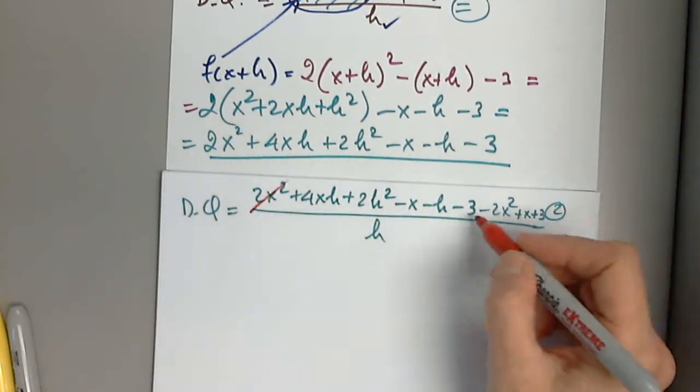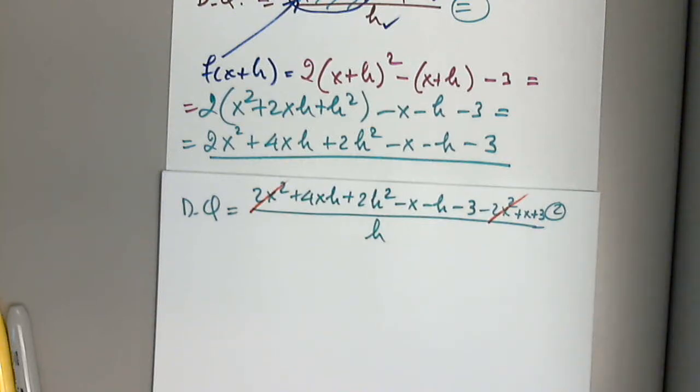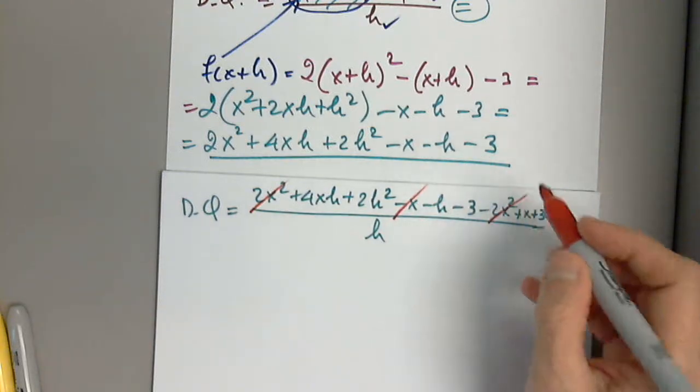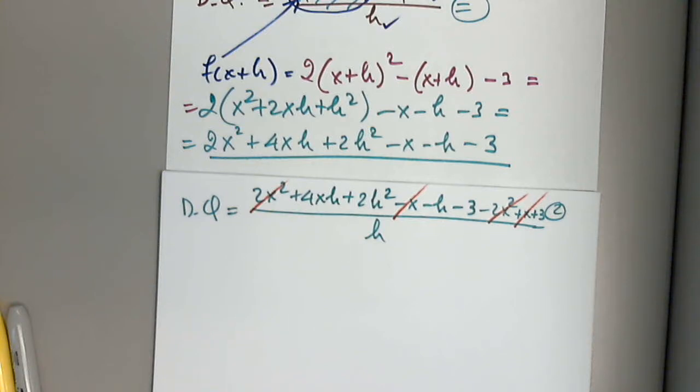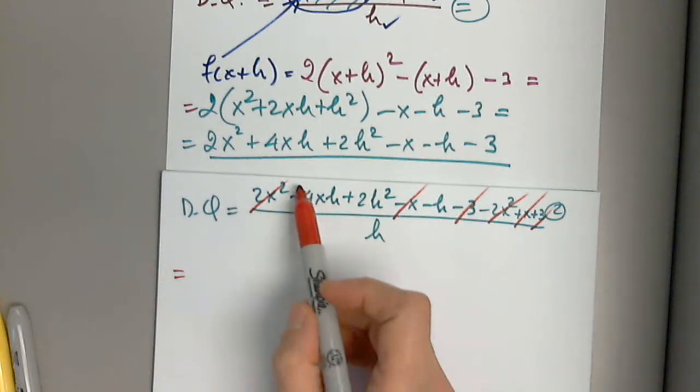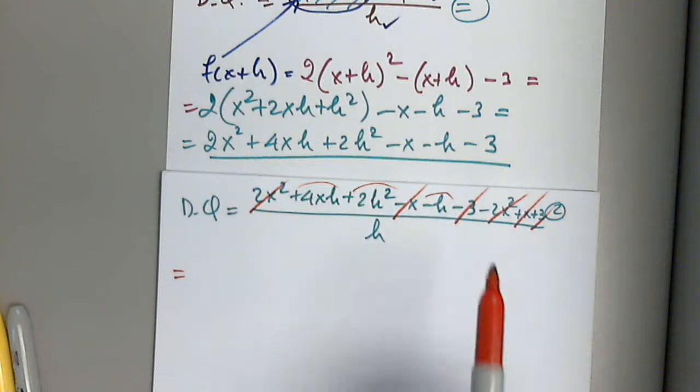So then 2x squared with negative 2x squared, would you agree? Would you agree negative x with positive x? Would you agree negative 3 with positive 3? How many terms are left over? 4xh, 1 term, second, and third.